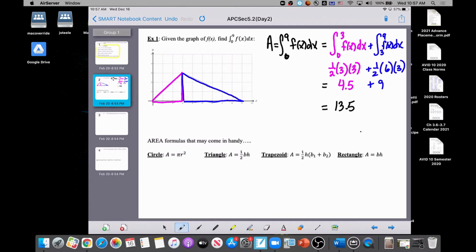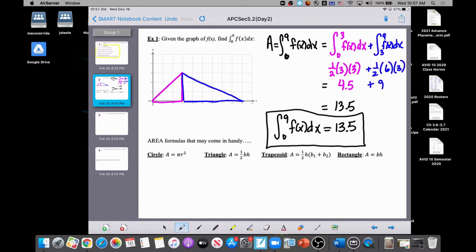So the answer here is the integral from 0 to 9 of f of x dx is equal to 13.5, and this is an exact answer, right? Because of the shape of our function, we were able to find an exact answer for our integral. This is not an estimation.